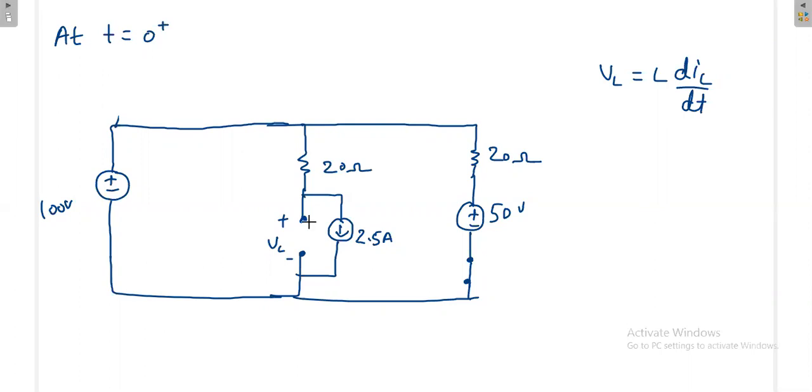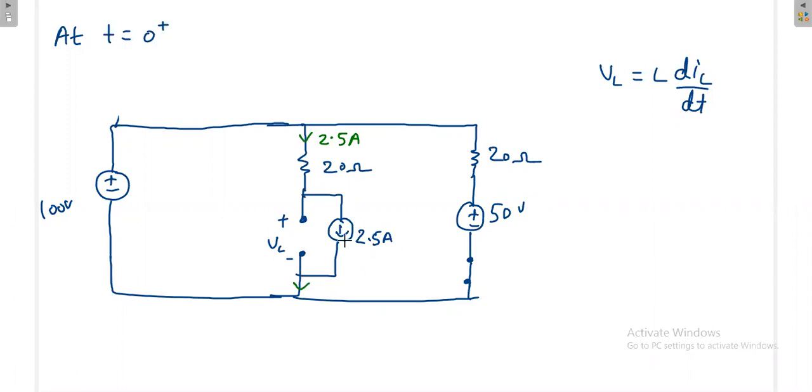Now, how to find this voltage? If you see this current, 2.5 ampere is coming this way. That means here also it will be 2.5 ampere. Here also it will be 2.5 ampere only, because 2.5 ampere is coming here. This is open.